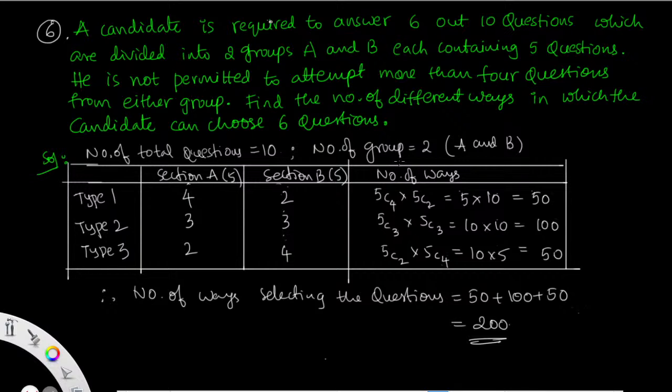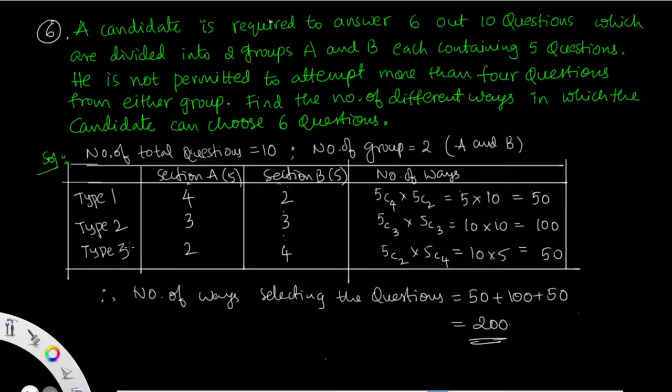So the candidate is required to answer 6 out of 10 questions. So we have to select the number of ways, divided into two groups A and B. That is, each section containing 5 questions. He is not permitted to attempt more than 4 questions from either group. Find the number of different ways in which the candidate can choose 6 questions. The maximum number of selecting ways is 6.